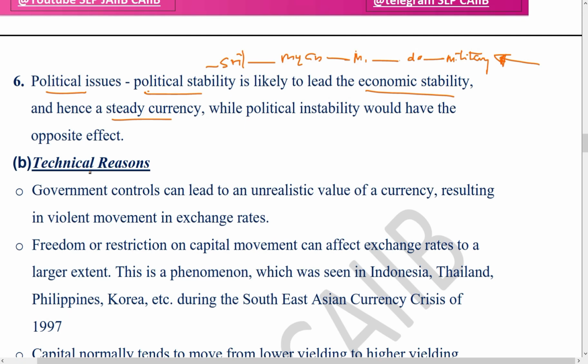Next, technical reasons. Government controls can lead to an unrealistic value of currency, resulting in violent movement in exchange rates. We told that some countries are following a fixed exchange rate system. Fixed exchange rate means they are artificially setting some rate, but this will be unrealistic. Sometimes it will create a huge crisis, and that may lead to violent movement in exchange rates.